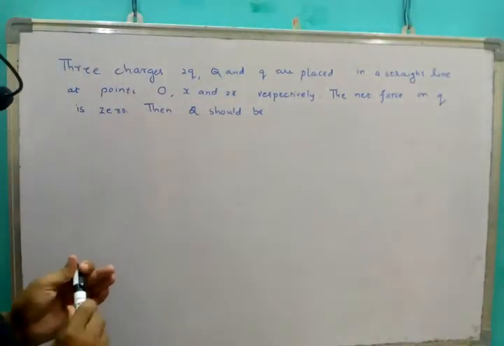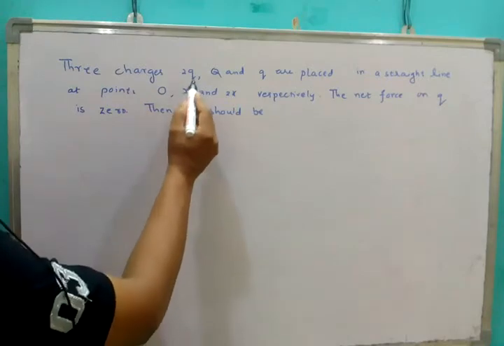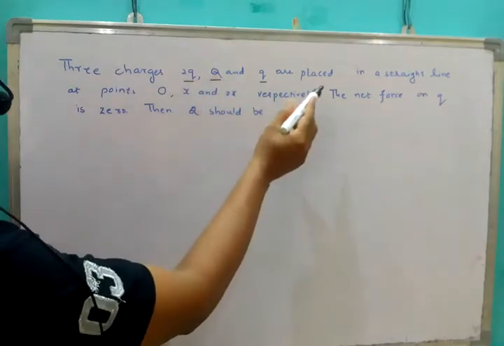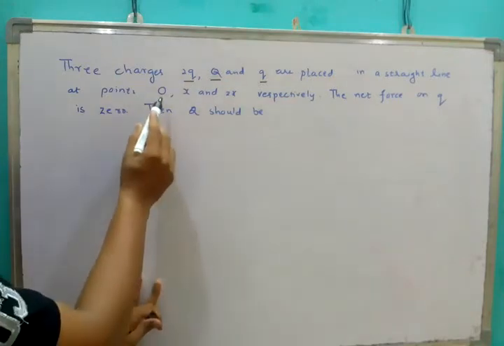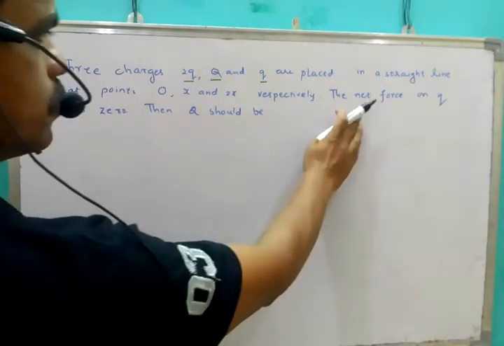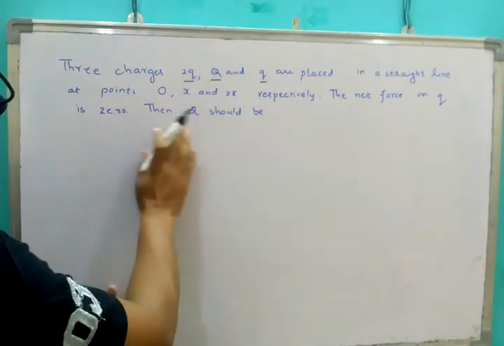Here three charges, one is 2q, one is Q, and one is small q, are placed in a straight line at points O, x and 2x respectively. The net force on small q is 0, then Q should be.